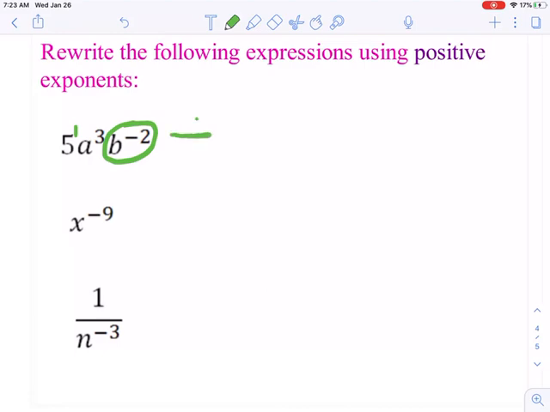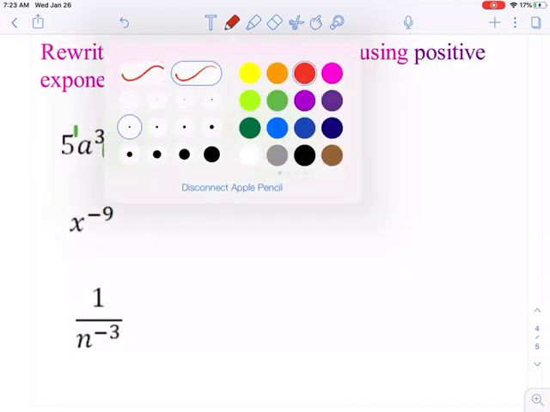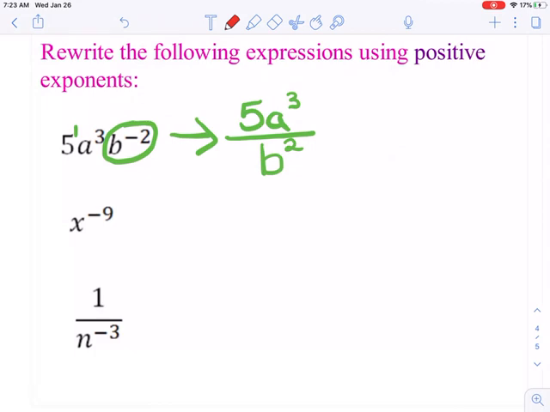So when I'm rewriting or simplifying this, the 5, A to the third, that's fine. That gets to stay as is. But the B has to move to the denominator. And when I move it to the denominator, the exponent becomes positive. Again, we're only moving things with negative exponents. So here, just the B has to move. Looking at the middle one, we'll do these two and then I'll have the video pause so you can try the next 3. Notice we just have one term.